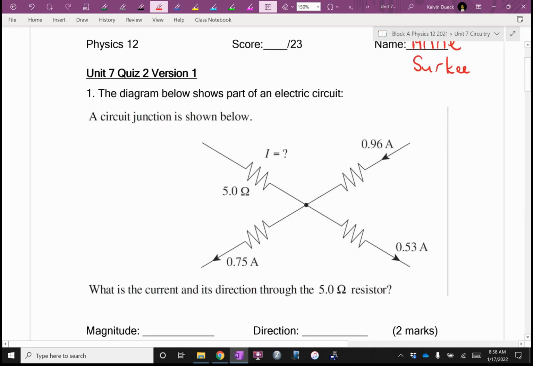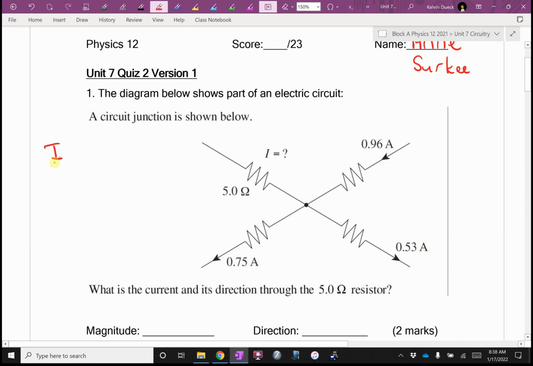The diagram below shows part of an electric circuit. There's some kind of a circuit junction. What is the current and its direction through the 5 ohm resistor? I looked at this junction right here. This is coming in. I noticed that this is flowing out and this is flowing out. How many amps do I have flowing out?